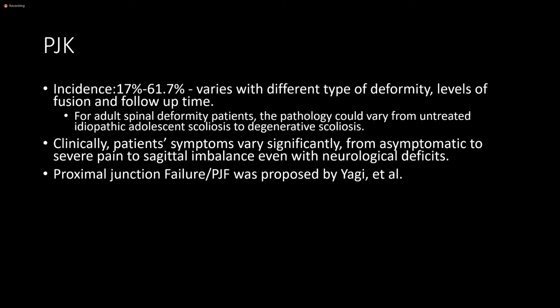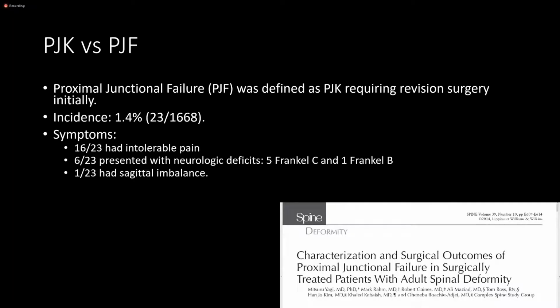Then Yagi proposed proximal junctional failure. This paper was published in 2014. In their paper, they had 23 cases called proximal junctional failure. The definition was PJK that requires revision surgery. They call that PJF. Among those 23 patients, 16 had severe pain, 6 patients had the neurological deficit, and only 1 patient had sagittal imbalance.